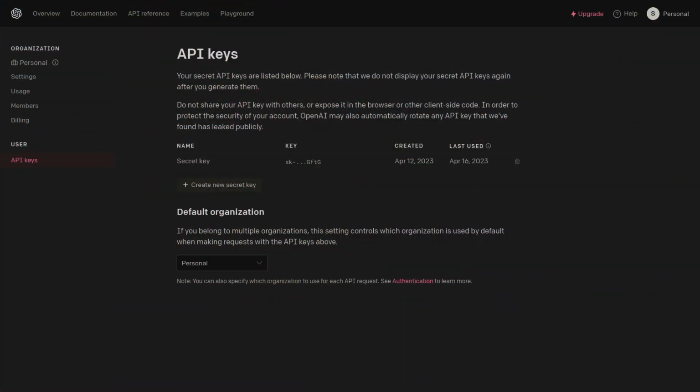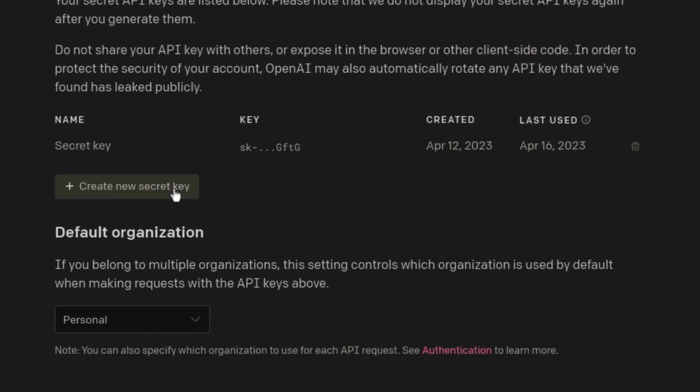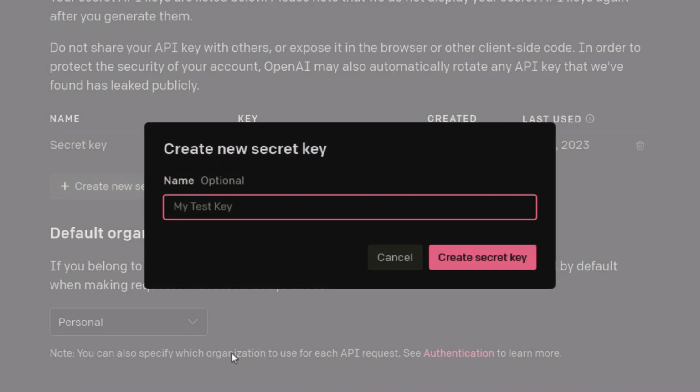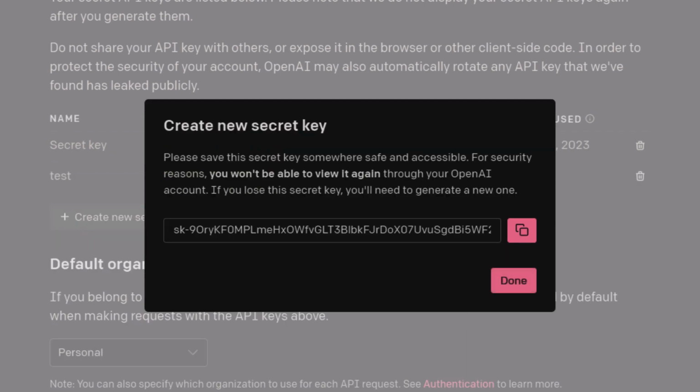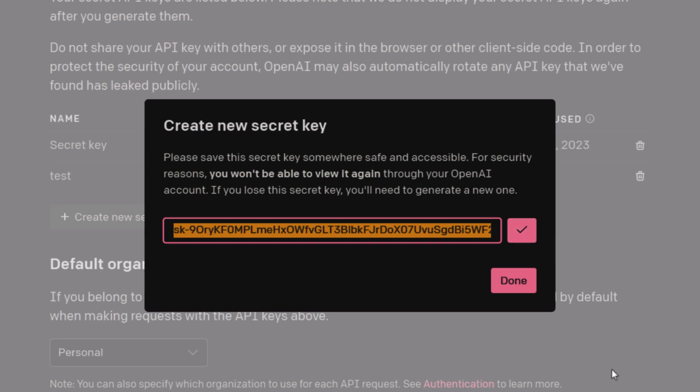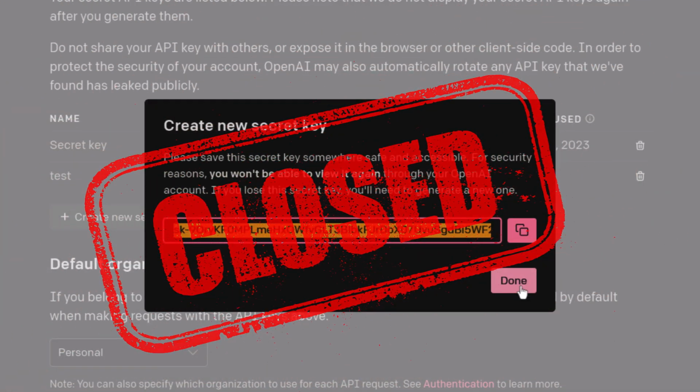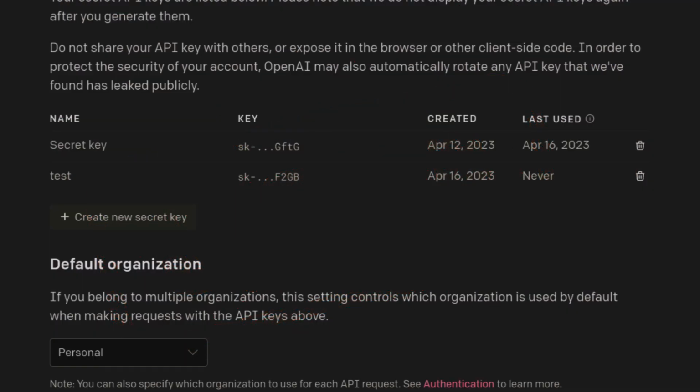Many people suggest that recreating the OpenAI API secret key may be the solution, but they are mistaken. We won't be exploring that option in this video, as it is unlikely to be effective. OpenAI has closed the option to use its API keys for those who do not have a paid account.